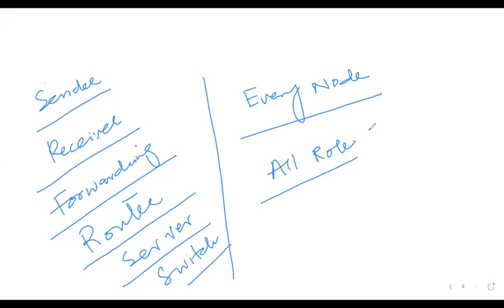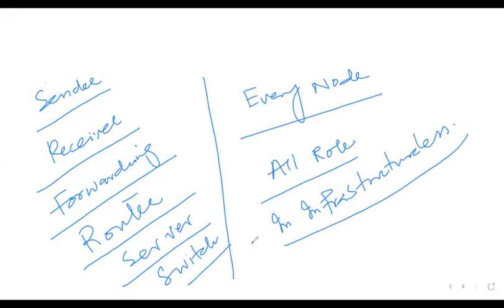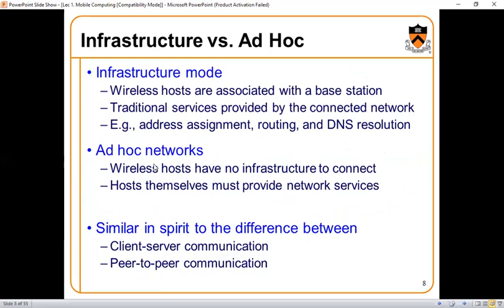While in infrastructure, this is infrastructureless. While in infrastructure, all these activities are performed by the network infrastructure itself. So here you can see that in ad hoc mode, hosts themselves must provide all the necessary network services. In a similar spirit as we discussed earlier, there can be a difference between the two types of communication model that we follow.